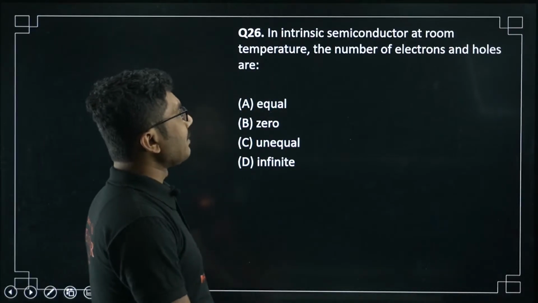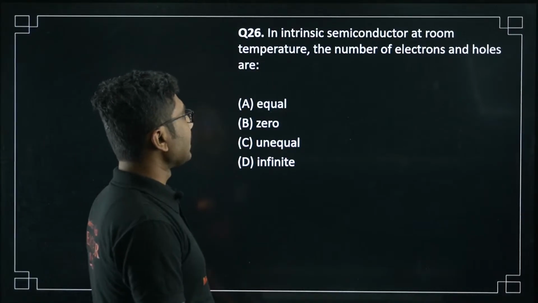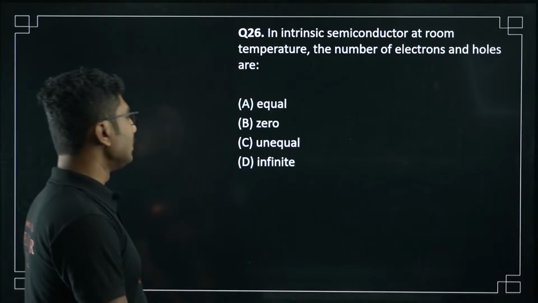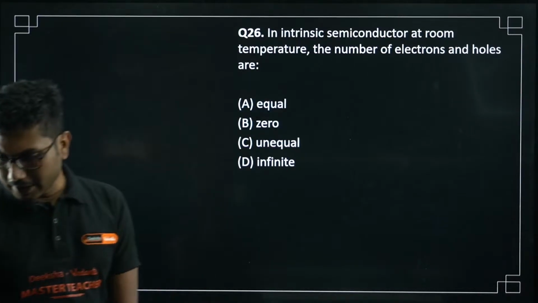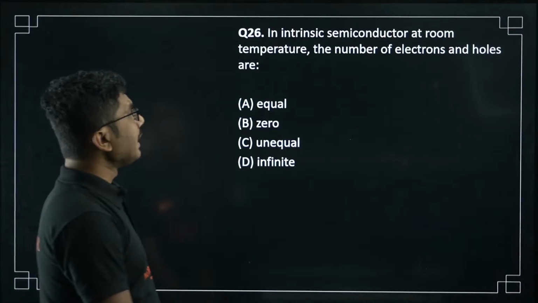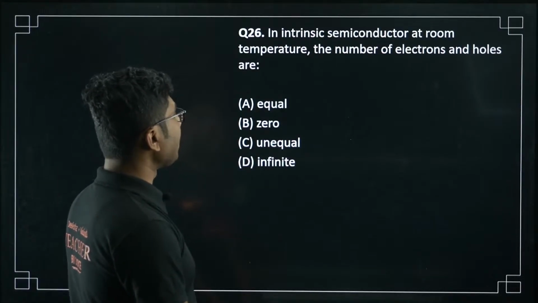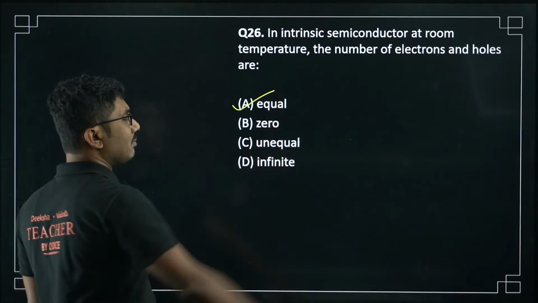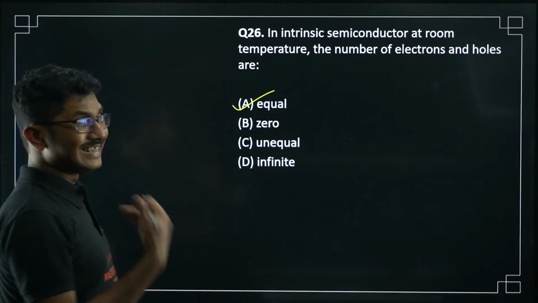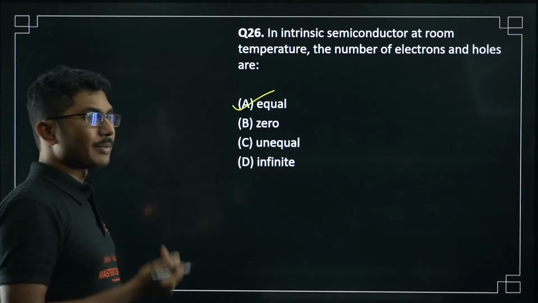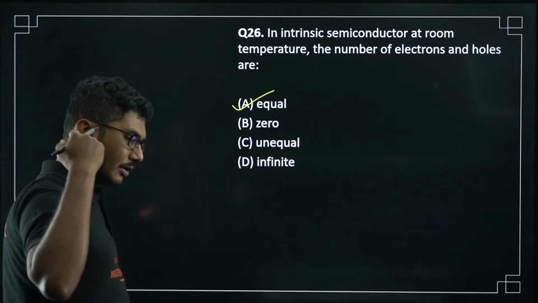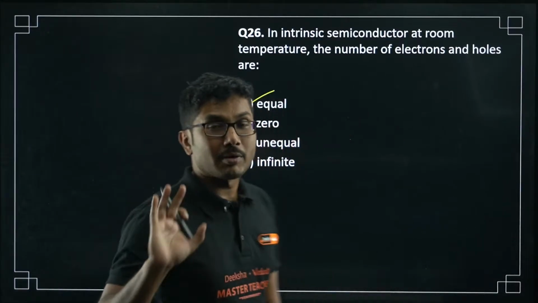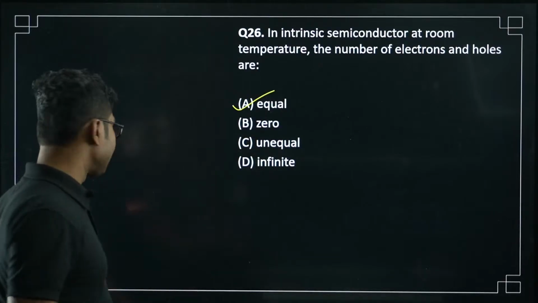In an intrinsic semiconductor at room temperature, the number of electrons and holes are equal, zero, unequal, or infinite? So in an intrinsic semiconductor at room temperature, the number of electrons and holes are always equal. If it is intrinsic, no matter how high the temperature is, maybe at high temperature electrons will be highly mobile, but the number of electrons and the number of holes will always be the same.